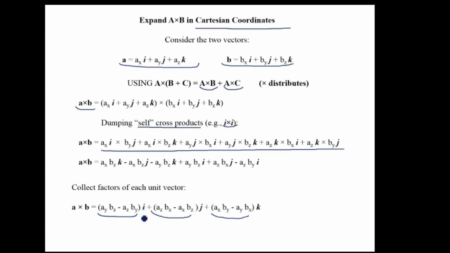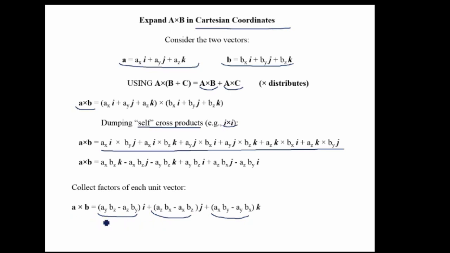I want to point out that this is in the x direction. Notice here there's no x's. This is in the y direction. There's no y's. This is in the z direction. There's no z's. The other thing to notice is that we just flip these. So A_y B_z, A_z B_y. We just flip the order of that. That's a property of the cross product.